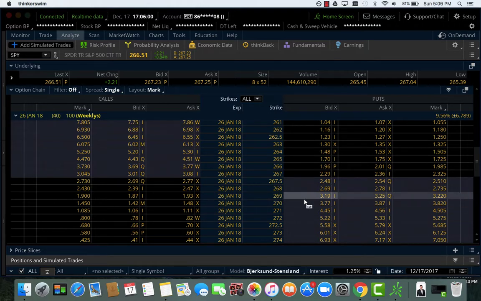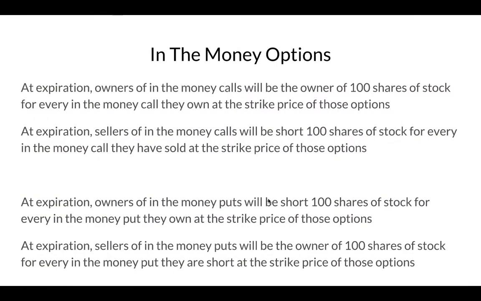Now on the other side, if you're a seller of in-the-money puts, let's say the 270 put, you will be the owner of 100 shares of stock at expiration, right? Or long 100 shares at 270. And again, in the money call, the price of the stock is above the strike price of the call. In the money put, the price of the stock is below the strike price of the put. That is what in the money means.